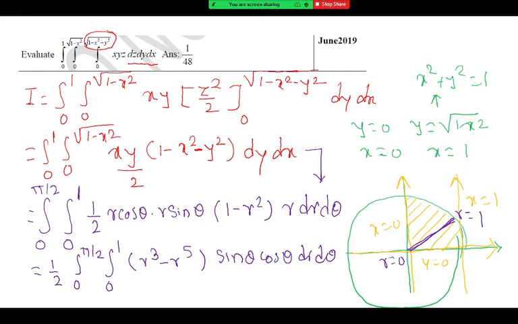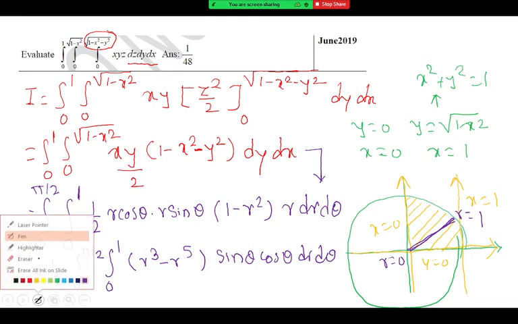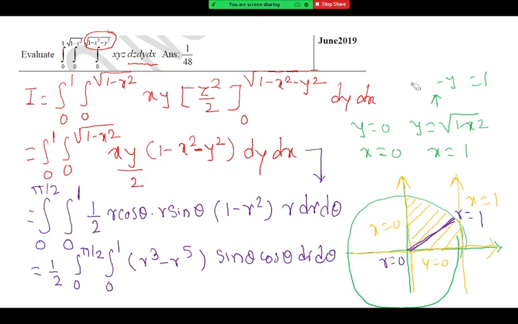Does anyone have a doubt up to here? No, sir. No. So let me write on the right side. We'll just erase a small part, this part.